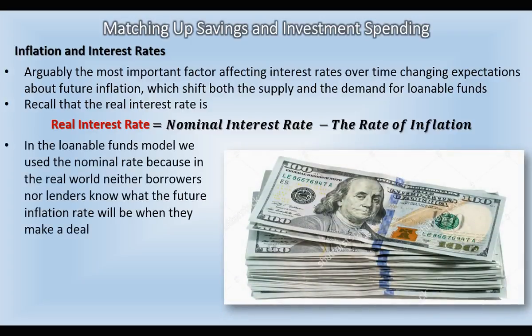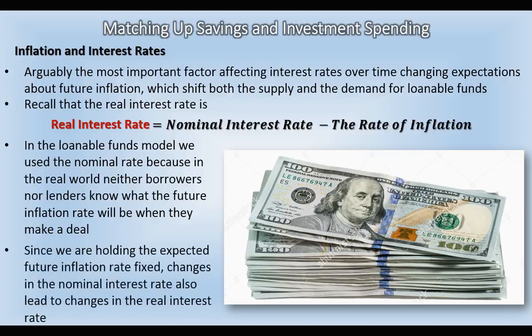All right, so in the loanable funds model, we use the nominal interest rate because in the real world, neither borrowers nor lenders know what future inflation will actually be when they make a deal, but they try to assess it based on signals that are coming from the economy. Is the economy looking like it's getting better, like it's heating up, like incomes are going up, the amount of output is going up? If that is the case, then prices will likely be going up, and therefore inflation will also be going up, and vice versa.